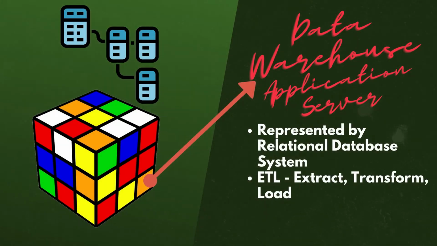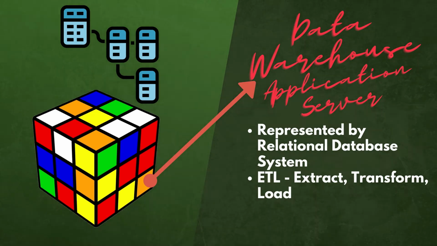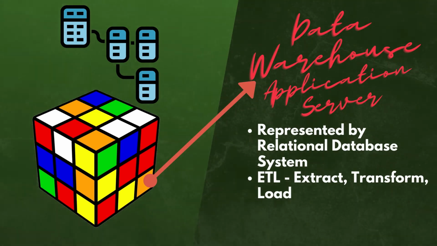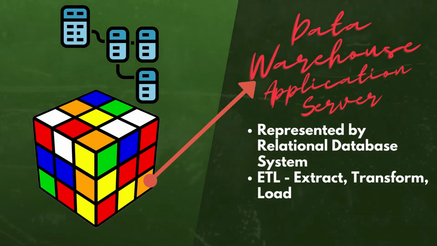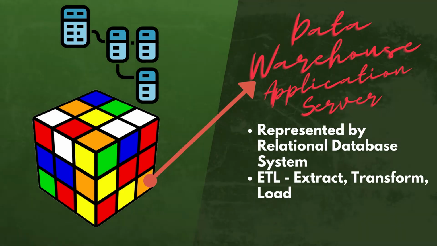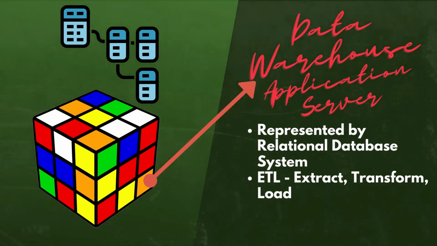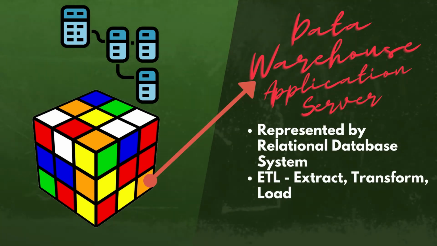Third, there was a data warehouse application server, which is the bottom tier of the architecture represented by the relational database system. To build a data warehouse, organizations first need to copy the raw data from each of their data sources, cleanse and optimize it. This process is called ETL, or extract, transform, load.